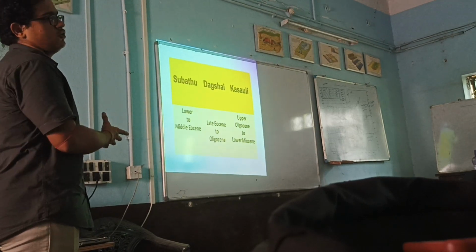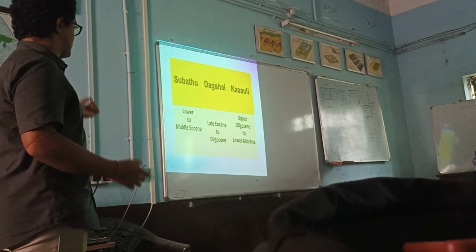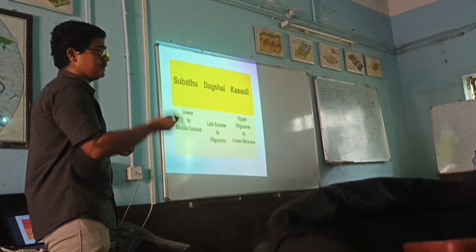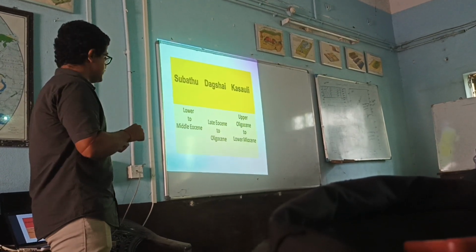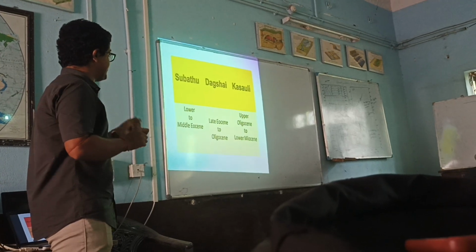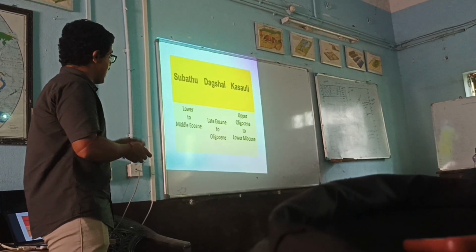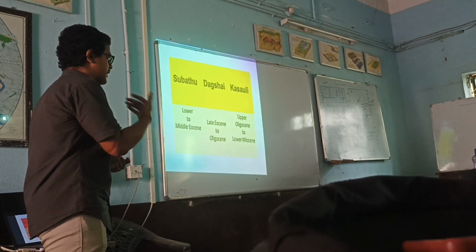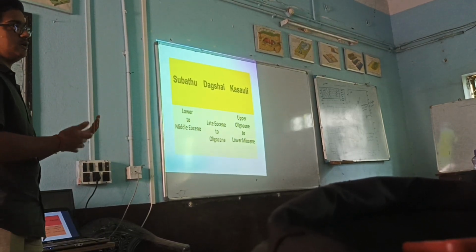So, at last, we come to know about the time period in which the three formations lie. The Subathu falls in the lower to middle Eocene, which is in the Paleogene period. The Dagshai is late Eocene to Oligocene, and the Kasauli comes under Neogene, upper Oligocene to lower Miocene. Thus, we enter the Neogene period.